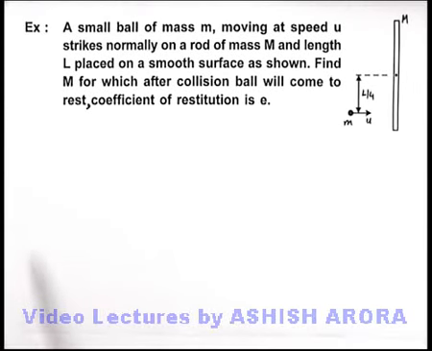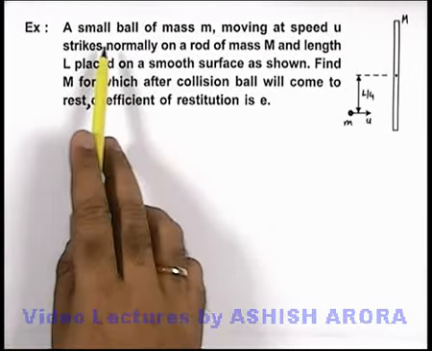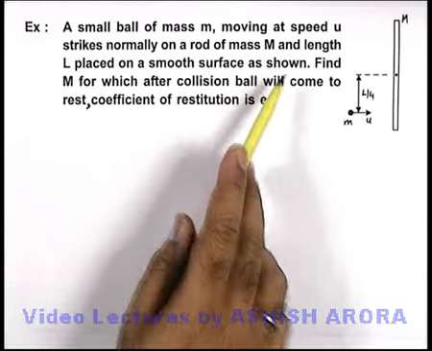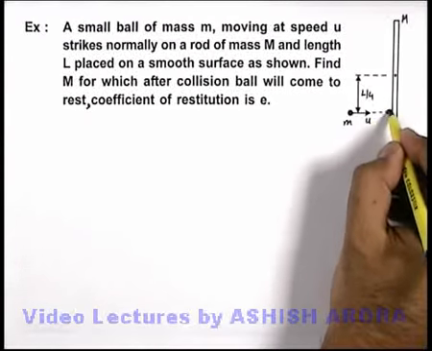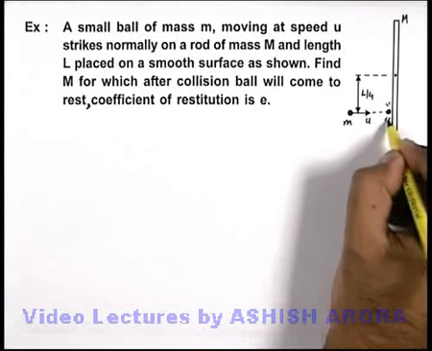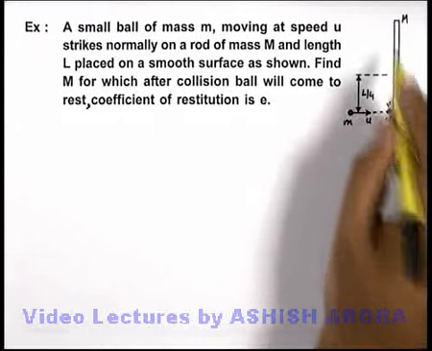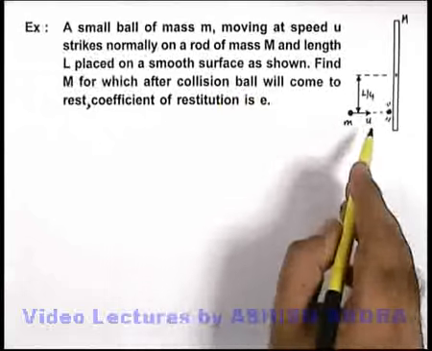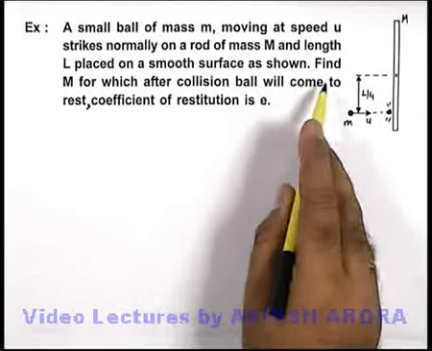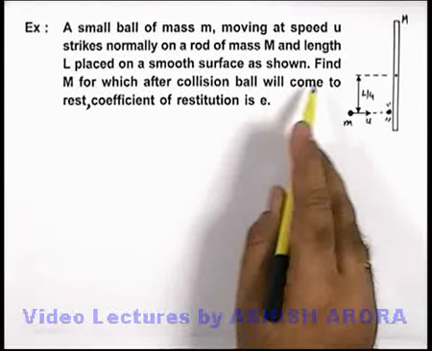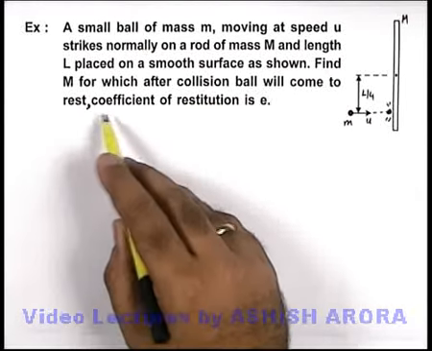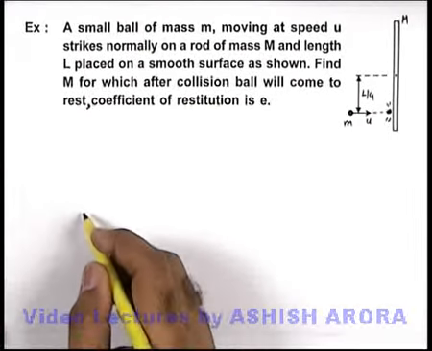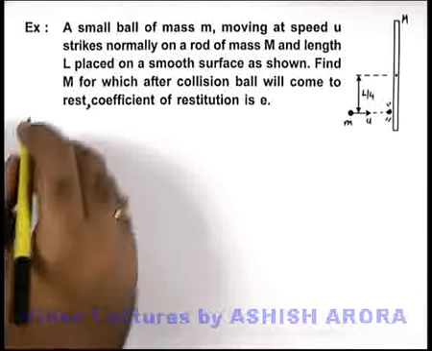In this example, we are given that a small ball of mass m moving at a speed u strikes normally on the rod of mass capital M and length capital L placed on a smooth surface as shown, and we are required to find the value of capital M for which after collision the ball will come to rest, and it is also given that the coefficient of restitution in the collision is small e.